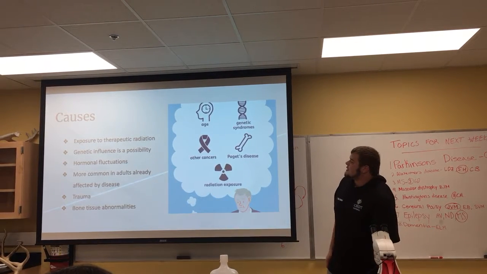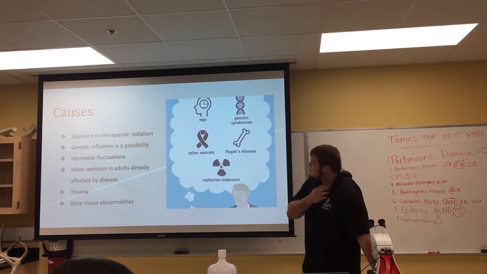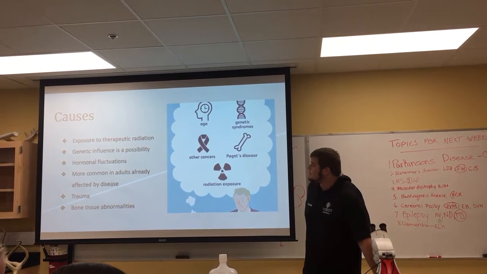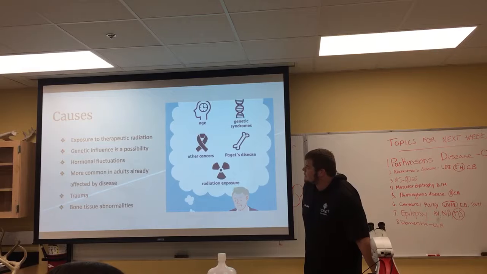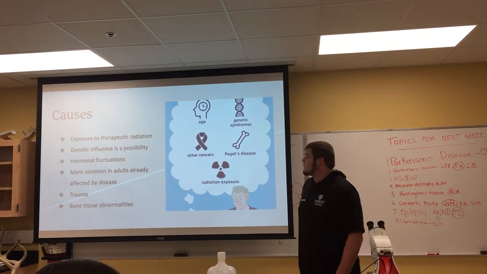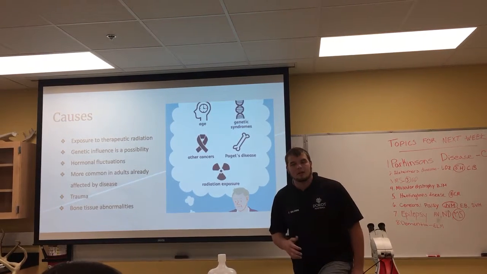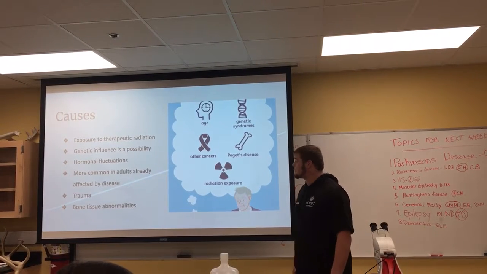So we have a couple of causes here. The first one is exposure to therapeutic radiation. Different types of things that expose you to chemicals or radiation will cause damage. The genetic influence is a possibility, like we talked about, the retinoblastoma. And then hormonal functions: what's going on in the body, how are they processing different things, and are they working properly is one of the things you'll have to find out.